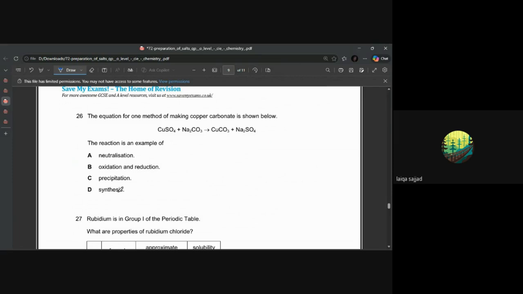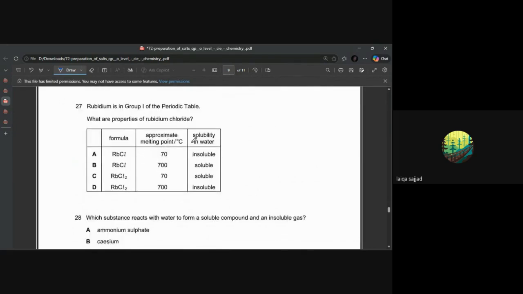Okay, then we are given the equation for one method of making copper carbonate. The reaction is an example of neutralization, oxidation and reduction, precipitation, or synthesis. Copper carbonate, sodium carbonate. Precipitation. Very good, excellent. This is precipitation because we are reacting two soluble solutions to get an insoluble solid.